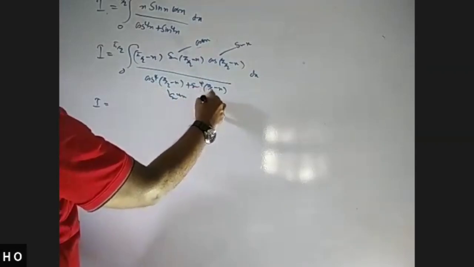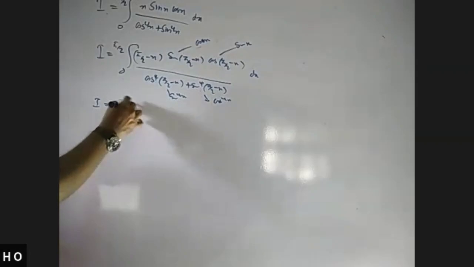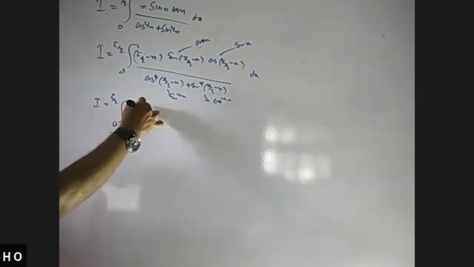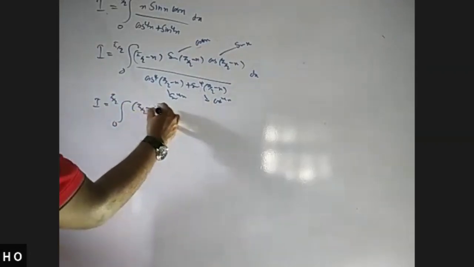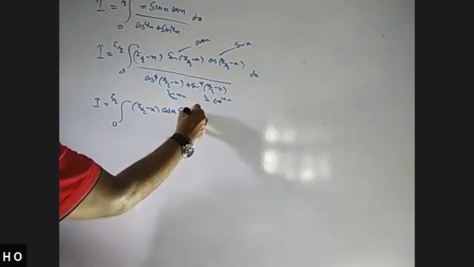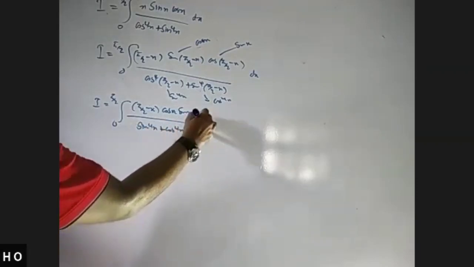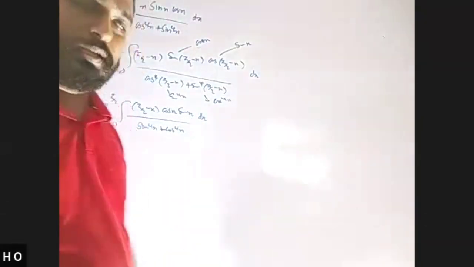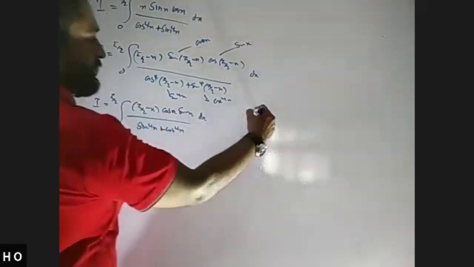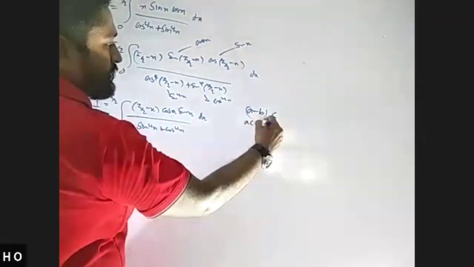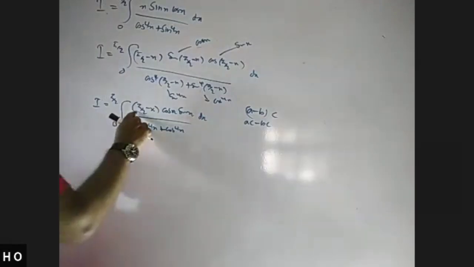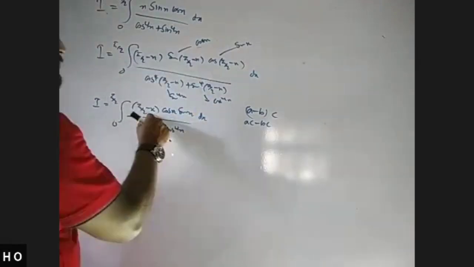sin^4 x, cos^4 x. By the next step, it is 0 to 5 by 2, (5 by 2 minus x) cos^6 x sin^5 x over sin^4 x plus cos^4 x dx. Now, in this model, this is also very usually coming. You can separate this. It is like this: (a minus b) into c is ac minus bc. In the same way, you can expand everything with 5 by 2 and everything with minus x.